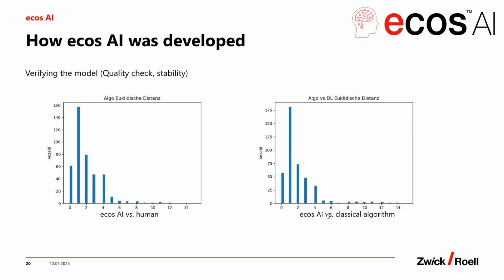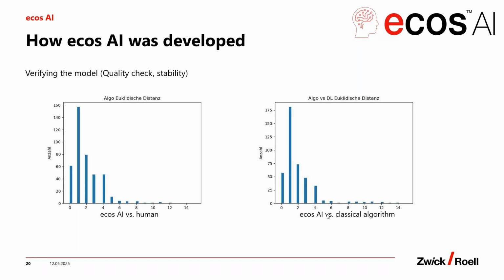but we compare ACOS AI with our old classical algorithm, which has been on the market for 20 years, improved over many years, and we know that it's working well. And you can see that it's quite equal to the human, but even more precise. So what you can say here is ACOS AI is as precise as anyone else.